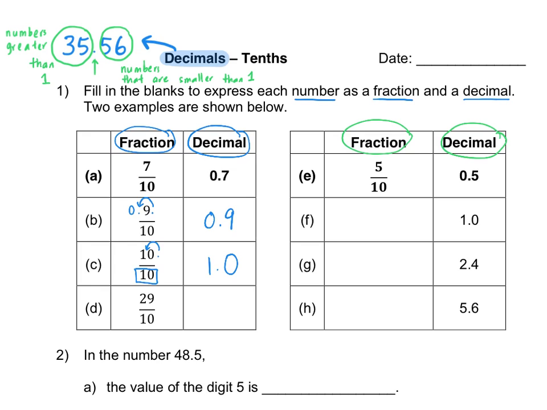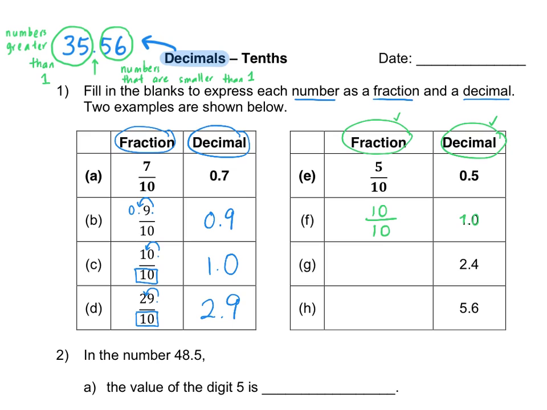For part D, you do the same. 29/10ths. The decimal point is behind 9. Now because it is tenths, you move one decimal place forward, you get an answer of 2.9. Now let's go on to the other table where you have to convert a decimal to a fraction. How do you write 1.0 as a fraction? How many tenths are there in 1.0? There are 10 tenths.